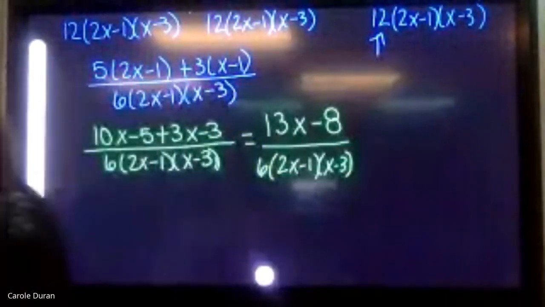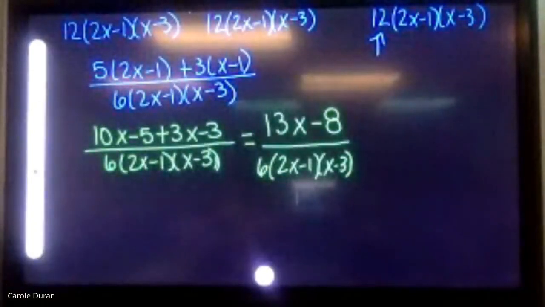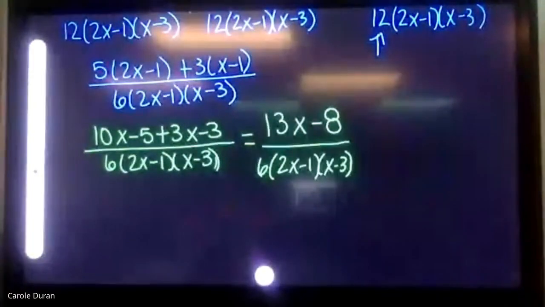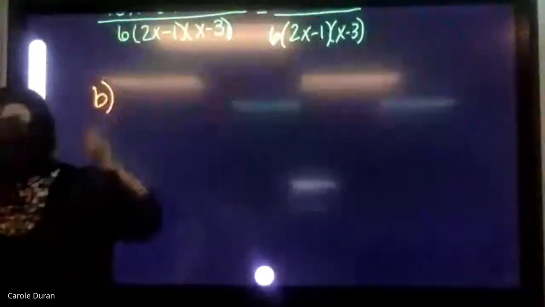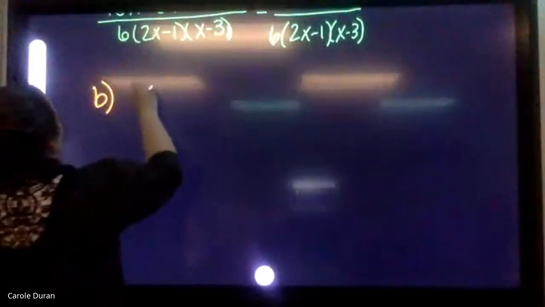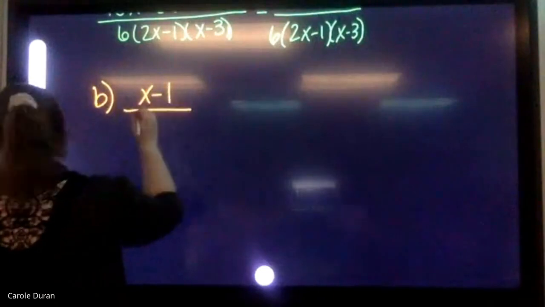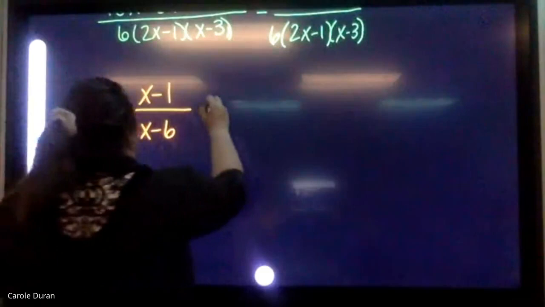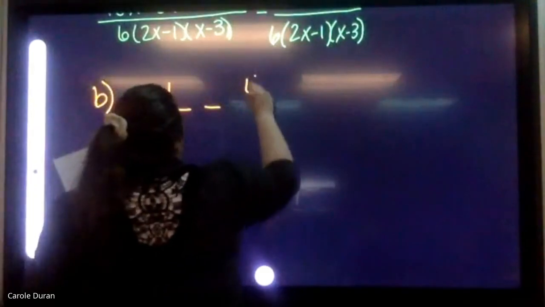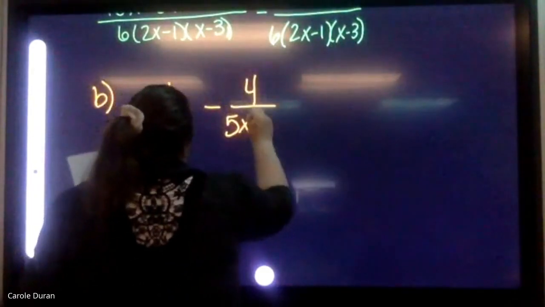Okay, so we are going to do another one. I will tell you, I think this one's a little bit nicer than the last one. Like half as much work. About maybe. So this is example B from this section. And it is x minus 1 over x squared minus x minus 6 minus 4 over 5x plus 10.